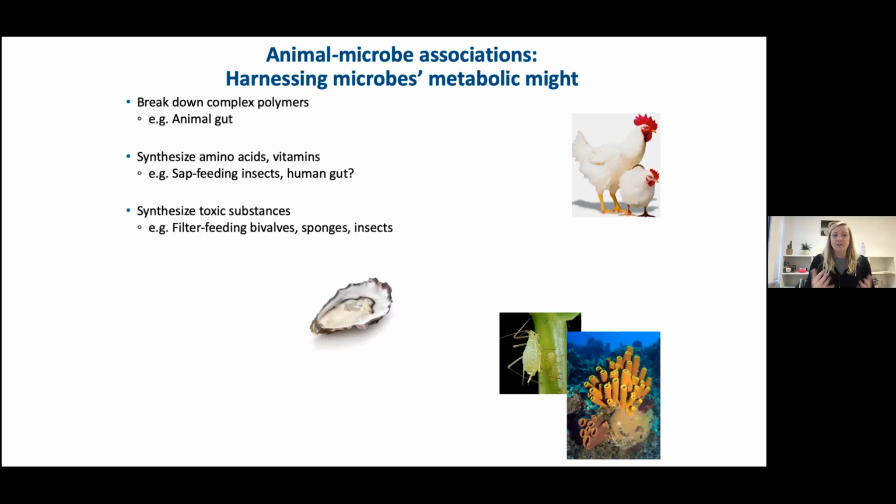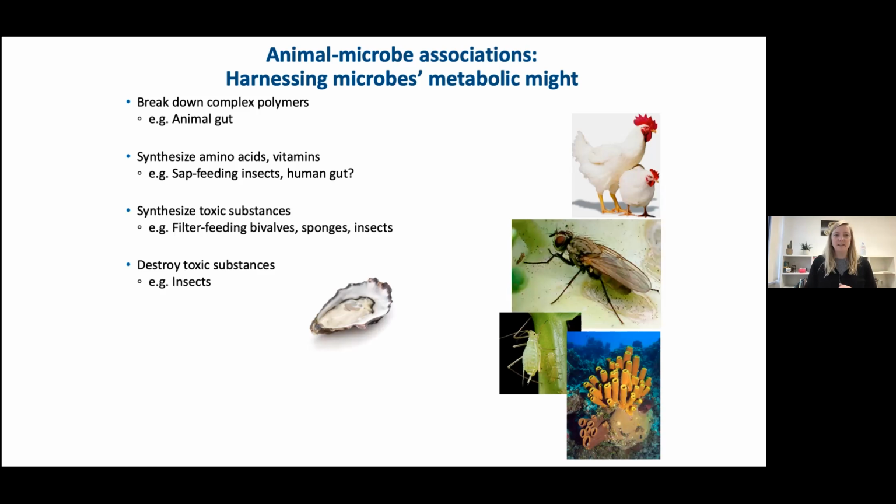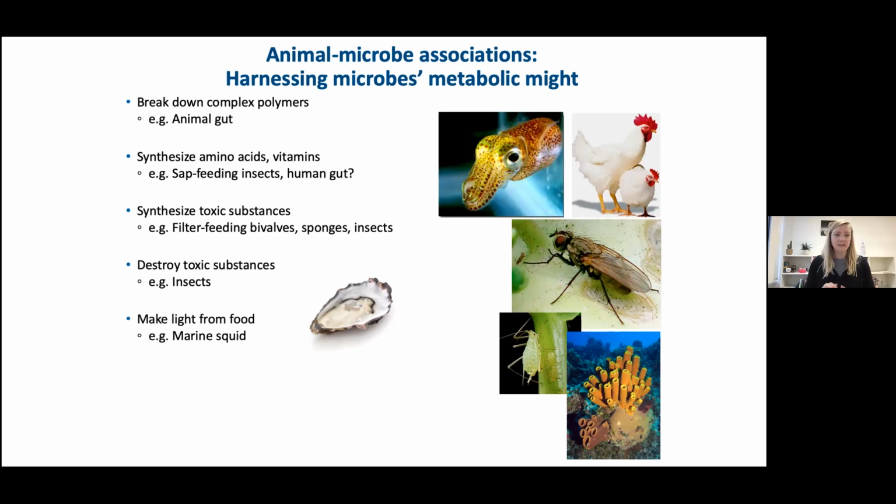They can synthesize toxic substances that may protect the host against predation. And this happens in bivalves, in sponges, in insects, in many different animal types, but very common in those that have a lifestyle where they're stuck on a hard surface and can't move, can't leave if they're being predated on. That's a defensive type of symbiosis. They can also destroy toxic substances. For example, in insects, there are a lot of microbes that associate with the host and destroy the toxins that they take in through their plant diet. So kind of the other way around.